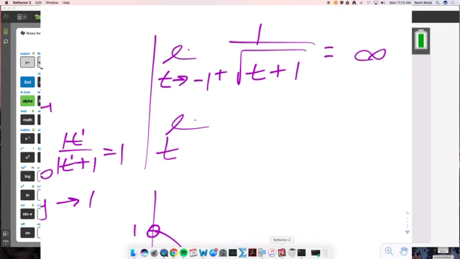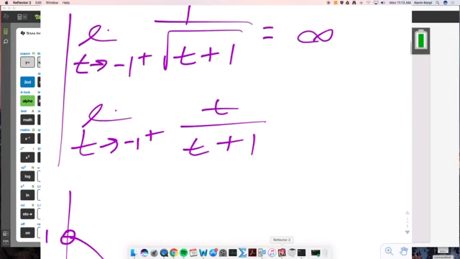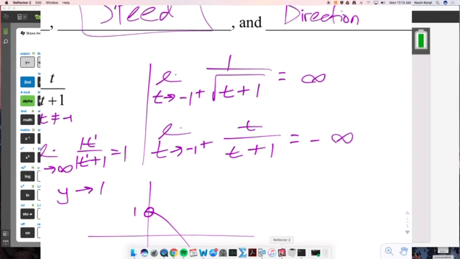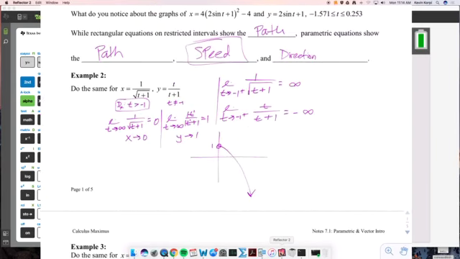And what would be the limit as t approaches -1 from the right of t over t plus 1? Now when you plug in, you get non-zero over 0, but you get a negative over 0, which means negative infinity. Okay, so that means that as the t value gets closer to -1, our x values are going out to the right and the y values are going down. And that's what we saw, right? But it's just graphing it the other way. So we do get the direction.